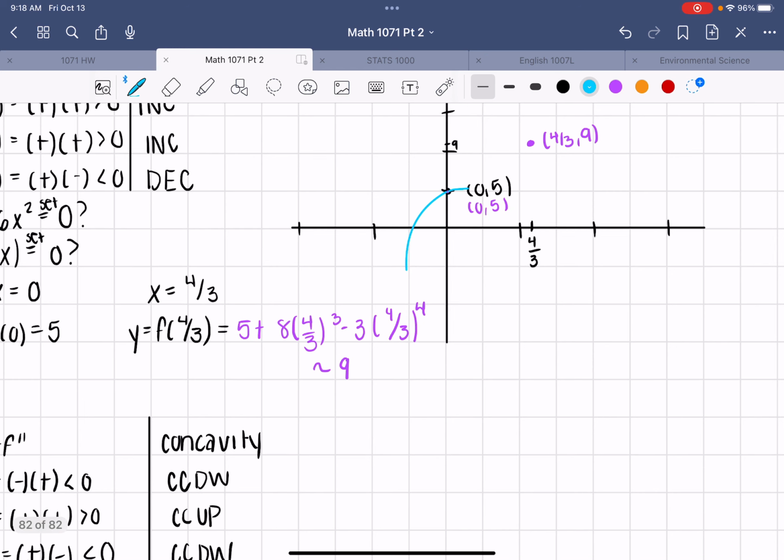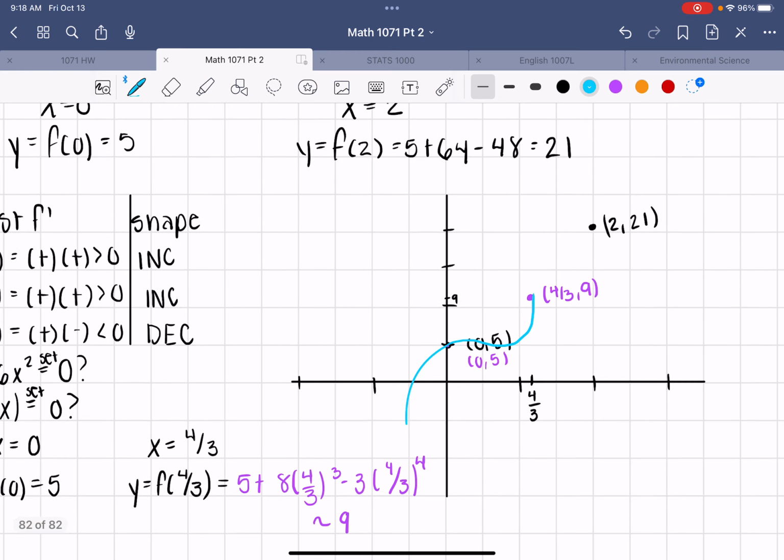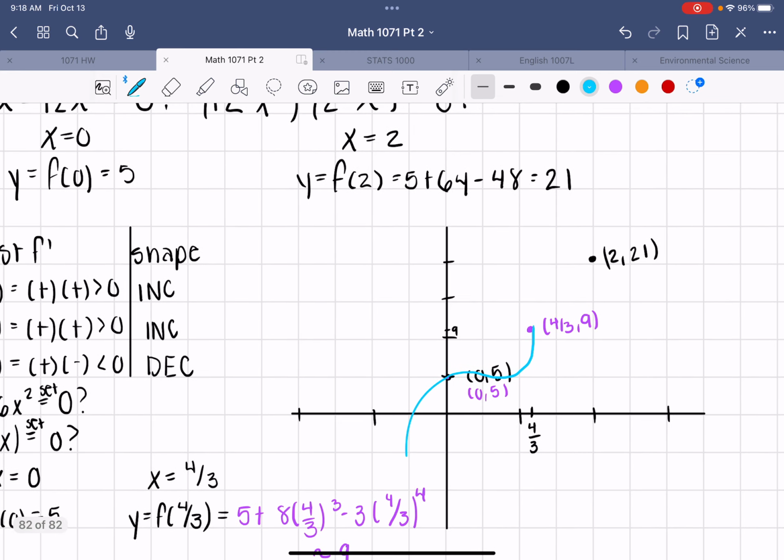Now between 4/3 and 2, that lies in the second row here, so it's increasing. But it lies in the third row there, so it's concave down. So sketch an increasing but concave down curve. And finally to the right of 2, that's the third row here, decreasing. And it lies within the third row there, concave down. So what does a decreasing concave down curve look like? Looks like that.